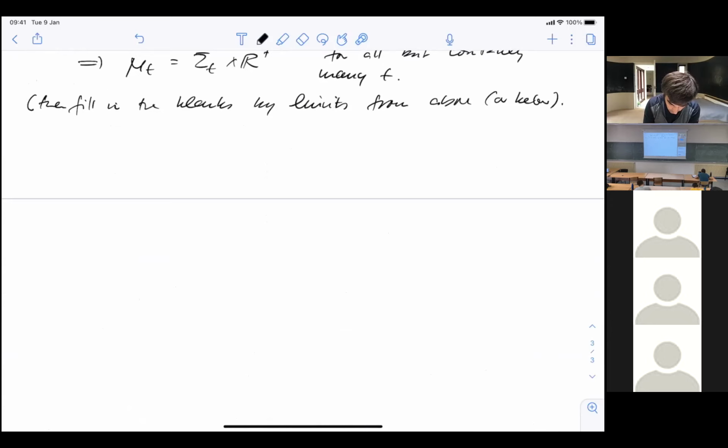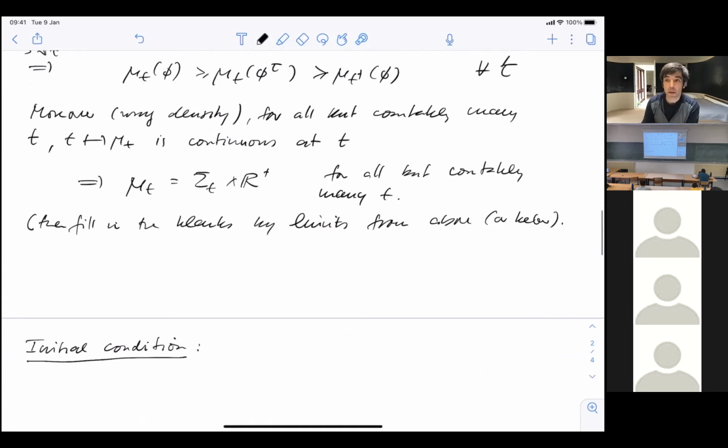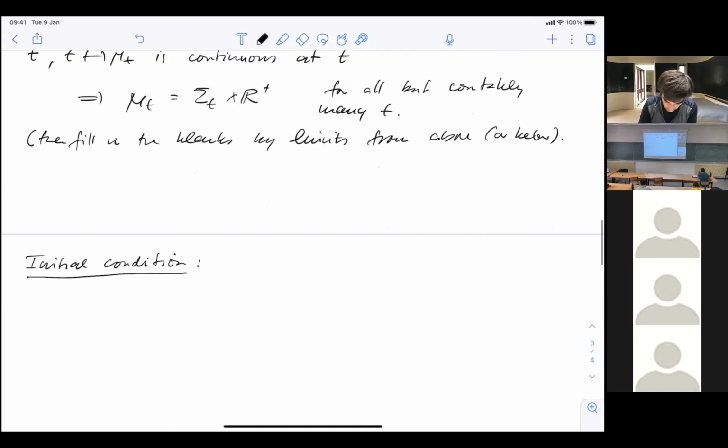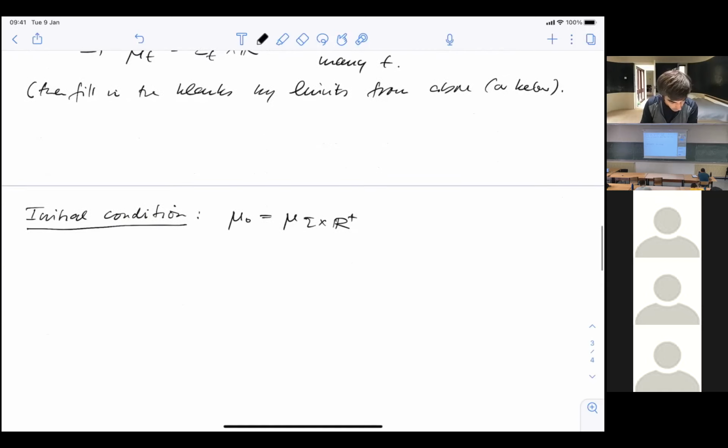Now, what about the initial condition? Maybe before I do this, are there any questions regarding this? Okay. Please don't hesitate to interrupt me. Yeah? So, what is the initial condition? We want to prove that mu0 is just mu of sigma cross r plus. Yeah? That's what we want to prove.